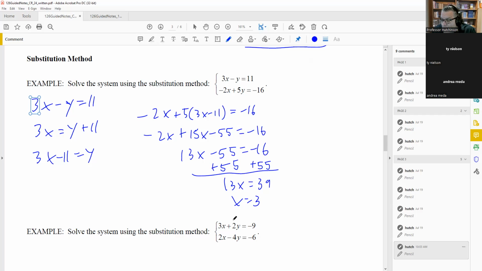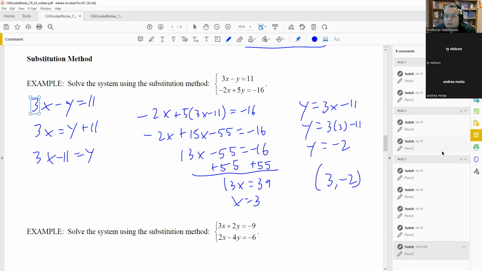We already found the x. So now what we'll do is we can just go back into the y. So I have y equals 3x minus 11, and then just put the 3 in there to get the y value, which is negative 2. So now what I would write as my answer would be (3, -2).